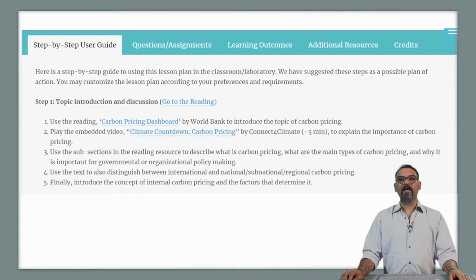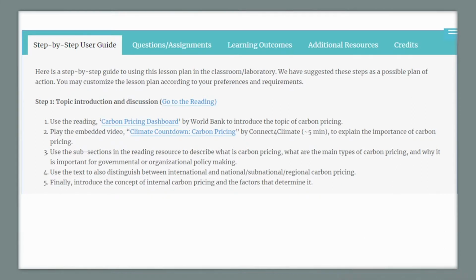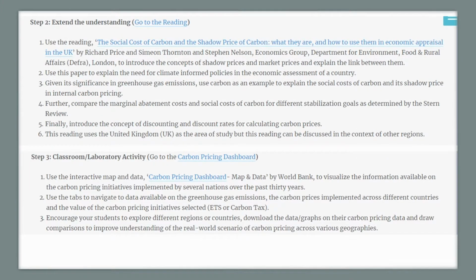In this reading, you may be able to describe to your students what is carbon pricing, what are the main types of carbon pricing, and why is it important for governmental or organizational policy making. The text here can also help your students to distinguish between international and national or subnational or regional carbon pricing. Make sure to introduce the concept of internal carbon pricing and the factors that determine it.